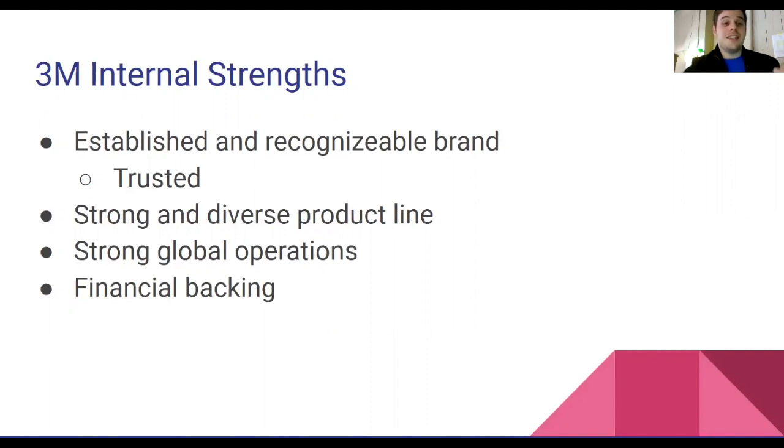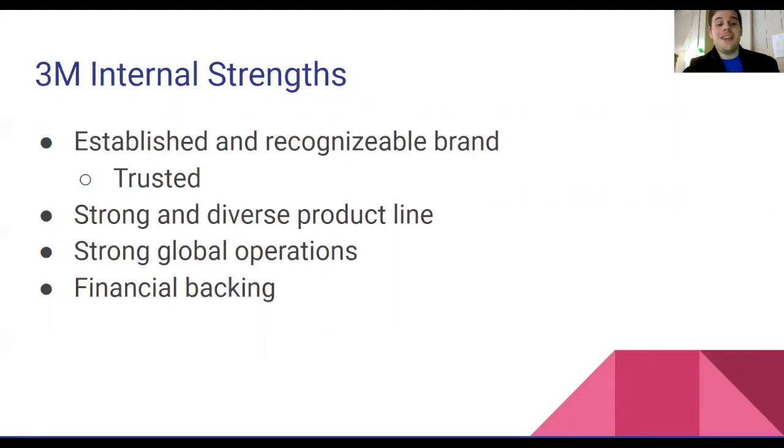Another internal strength is its strong and diverse product line. 3M also has over 55,000 products in various departments and categories in different industries. And not only does this help attract a wide variety of customers, diversification of their products also helps protect against economic downturns and possible poor performance of some of its newer products.